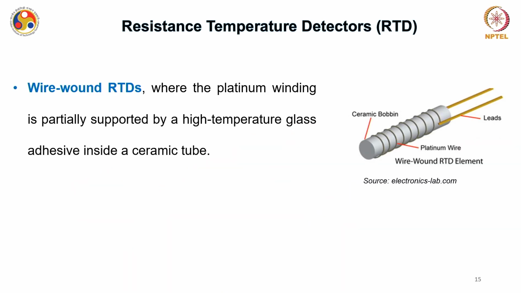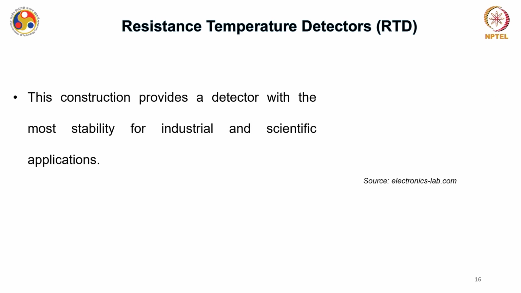Then we have wire wound RTDs, where the platinum winding is partially supported by a high temperature glass adhesive inside a ceramic tube, something like this. So here you can see that you have this ceramic bobbin, and these are the leads, and this wire is wound inside this high temperature glass substrate, okay.